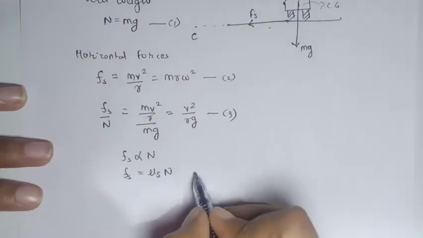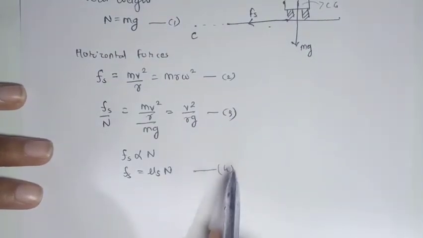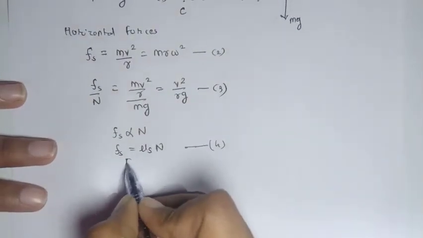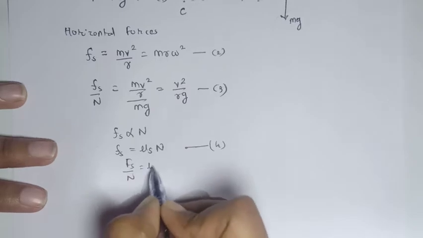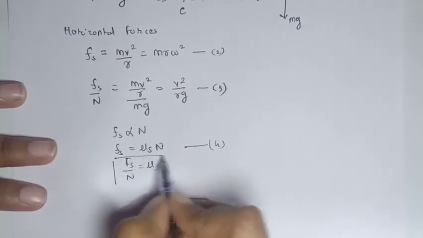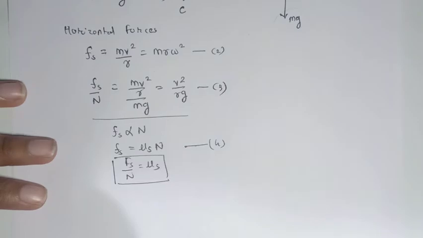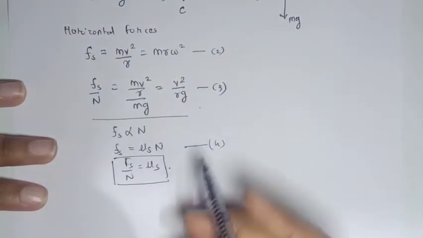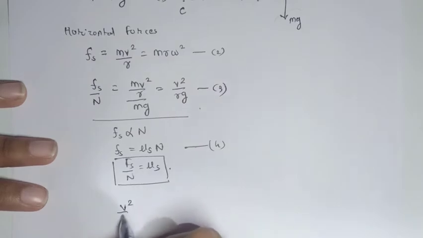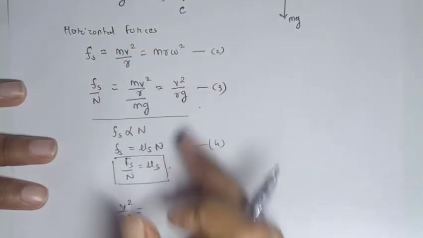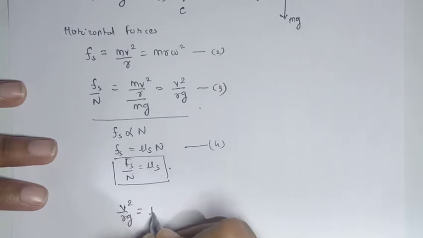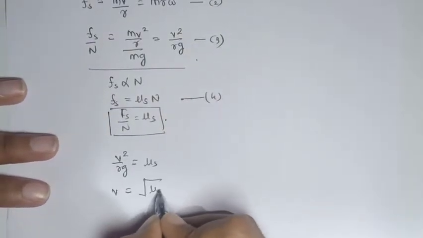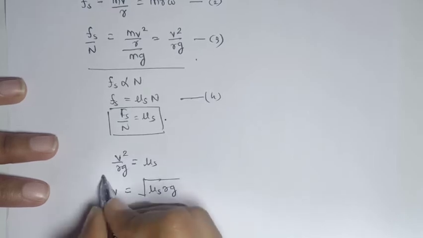Okay, so now you are going to focus on 3 and 4. By watching this, you will get fs by n is equal to mu s. So you have one relation like this and one relation like this. So fs by n and fs by n. On the right-hand side you will get v square by rg from this equation, and on the other side you will get mu s. So v square is nothing but mu s rg. So this is your relation.